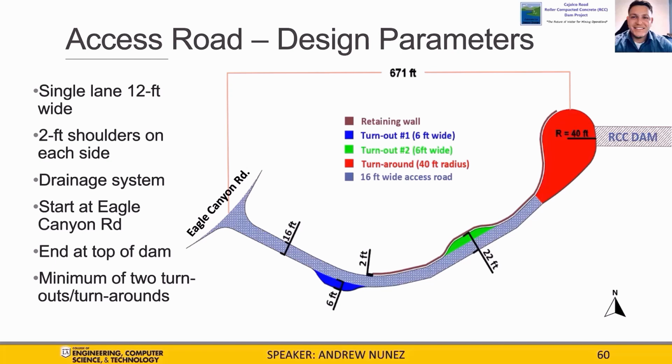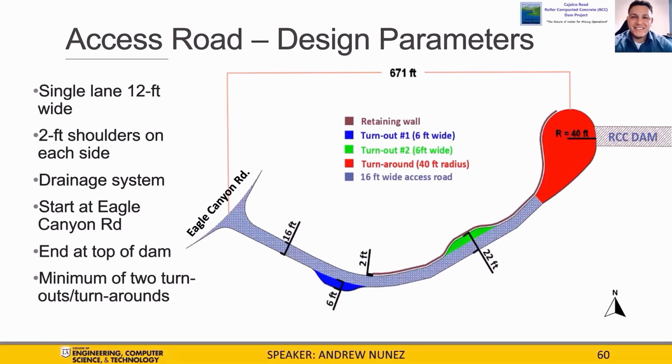Now, if we look at the diagram, moving from left to right, the entry of the road will start at Eagle Canyon Road. About 1/3 of the way, we will have our first turnout highlighted in blue on the right-hand side of the road. After passing our first turnout is where the start of the retaining wall will be placed on the left-hand side of the road. The design of the retaining wall will be discussed later on in the presentation.